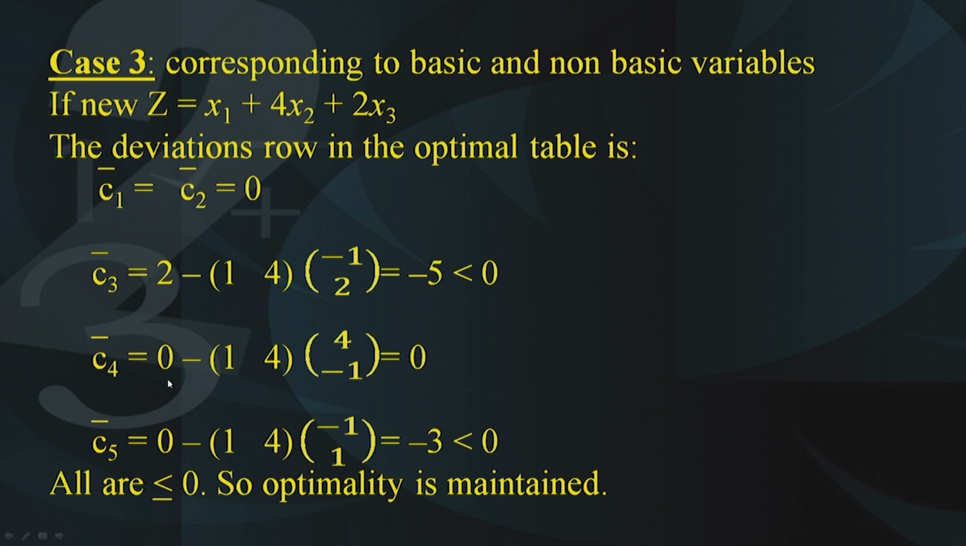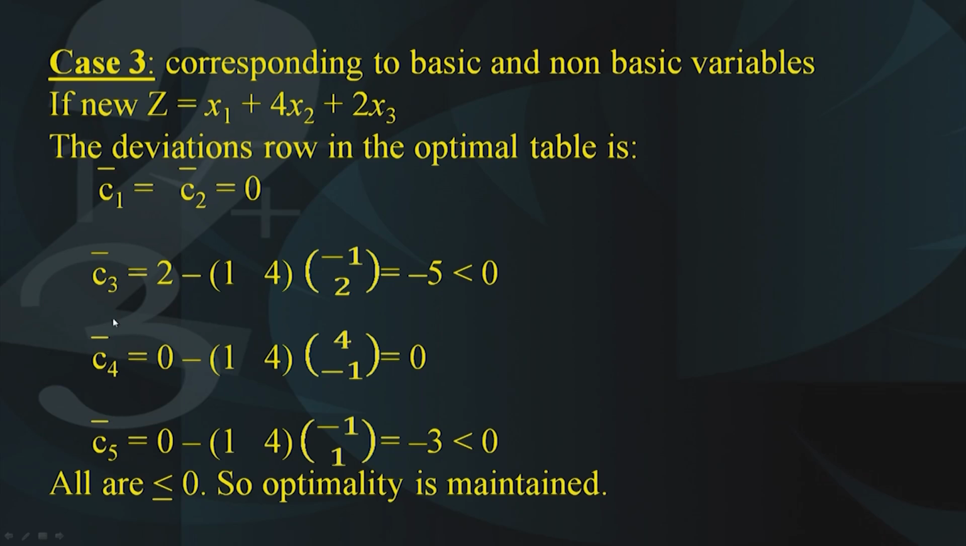C4 bar is 0 minus 1 4 multiplied by 4 minus 1, which comes out to be 0, and finally C5 bar is equal to 0 minus 1 4 multiplied by minus 1 1, which is equal to minus 3, and that is less than 0. So, what does it mean? This means that all the entries in the deviation rows are either 0 or less than 0. This concludes that optimality is maintained. If the original objective function is changed to this objective function, then optimality is maintained because we have verified all the entries of the deviation row and we have illustrated how each of them is either 0 or less than 0.